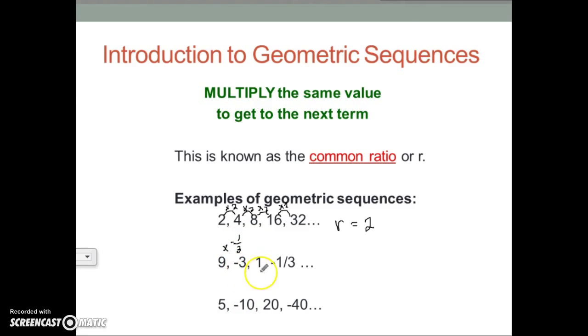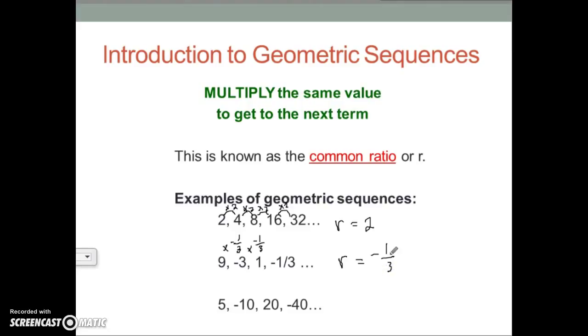And then -3 to 1, that's like -3 divided by -3. But as multiplication, we're multiplying by that reciprocal. So multiplying by a -1/3. And this last one, 1 times a -1/3 gets us -1/3. So in this case, our common ratio is a -1/3.